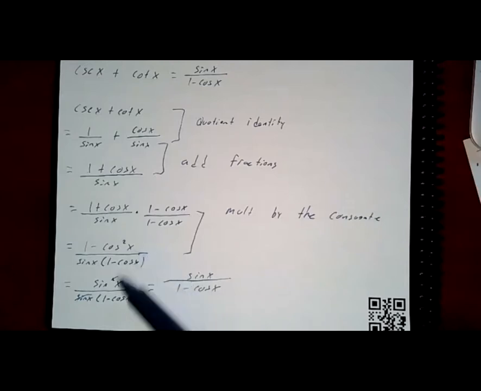If you need, I don't want to add an extra note. This was the Pythagorean identity right there. 1 minus cosine squared is sine squared.